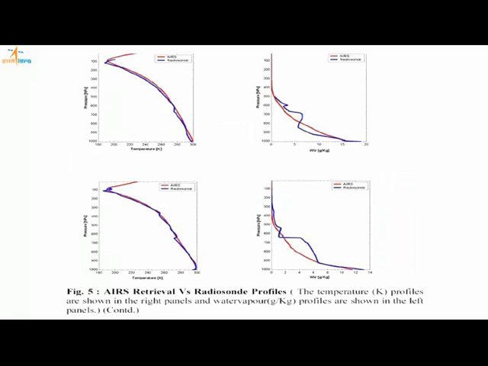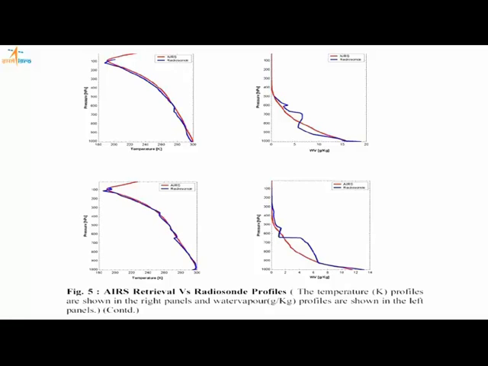This is one sample of the temperature profile which we get from AIRS. The red one is from AIRS and the blue one is from radiosonde. You can see there is a very close match between the radiosonde observation and the AIRS retrieved temperature profile. The right one is for humidity.